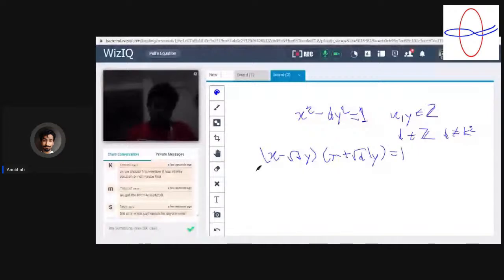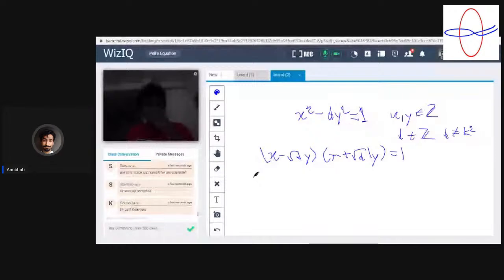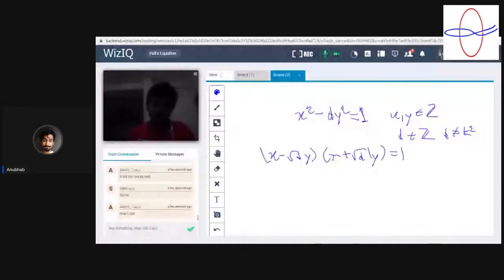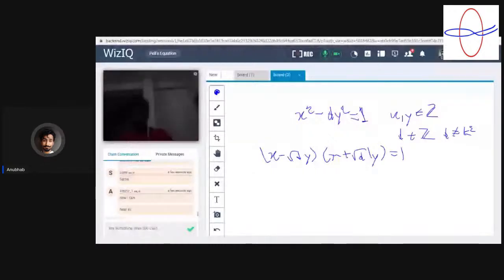There is something called unique factorization, and there you can just say that x minus root d y equals plus or minus 1 if this is true. But this is actually not true in this Z root d world. So let's see how things behave in this world.